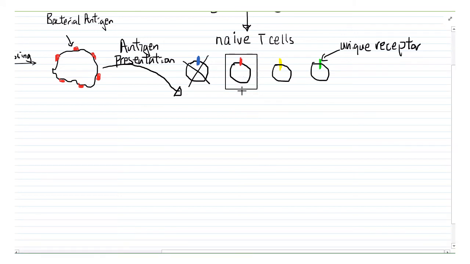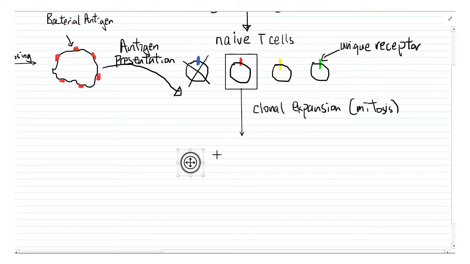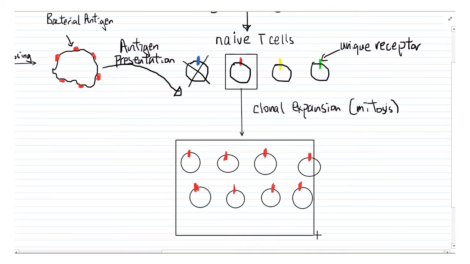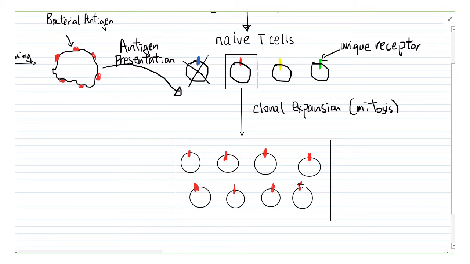So when you become the chosen one, you are going to undergo clonal expansion. Okay, so clonal expansion basically just means a lot of mitosis. So this chosen T cell is going to clone itself, and you are going to have a lot of them. So all of these cells will be identical. They all came from cell division mitosis of this one, and they will all have the same receptor. And in this case, we are looking for the red receptor that would help deal with the red bacterial infection. Okay, so this here, they are a bunch of clones of the chosen naive T cell.